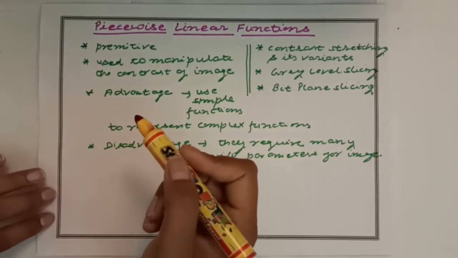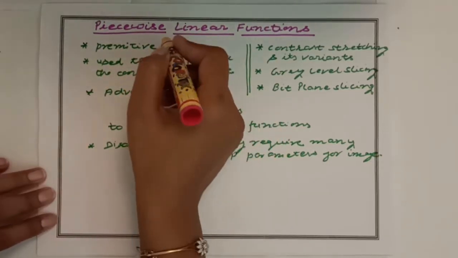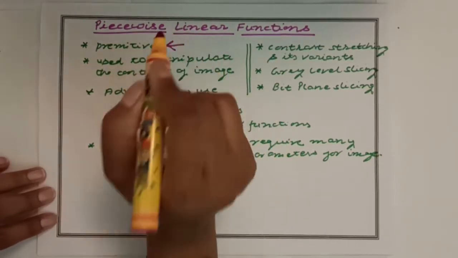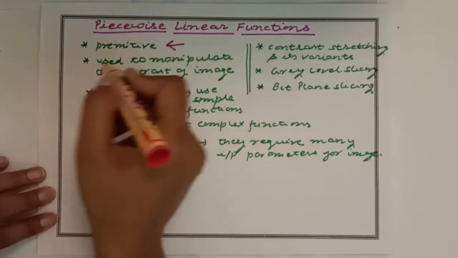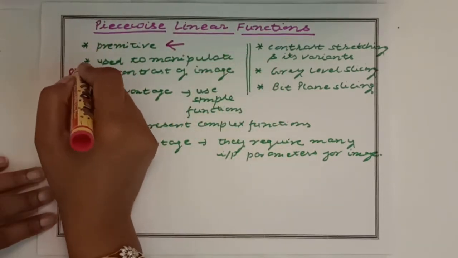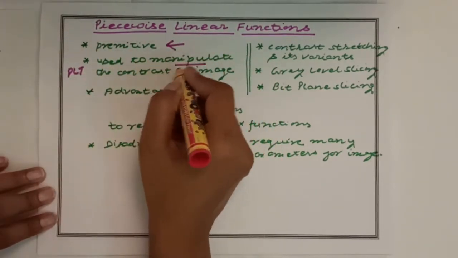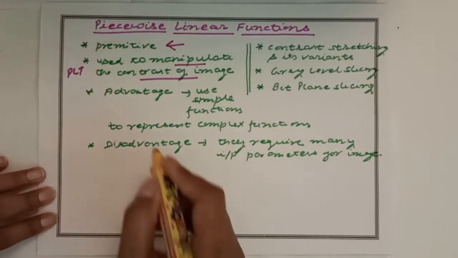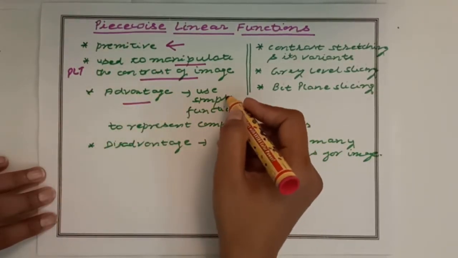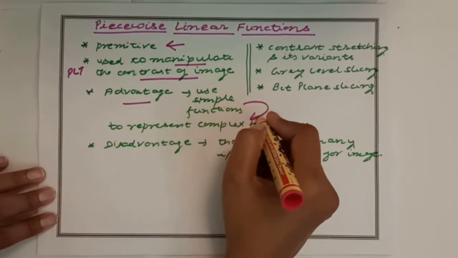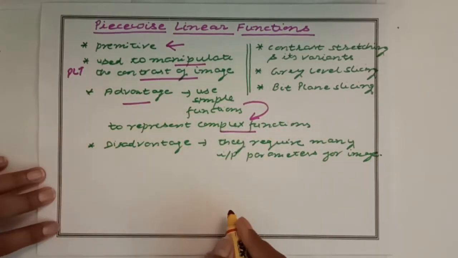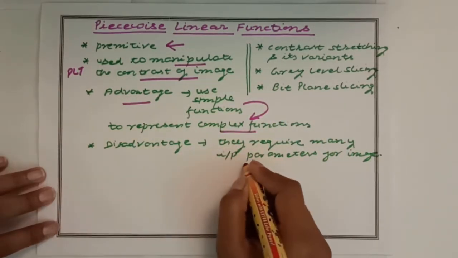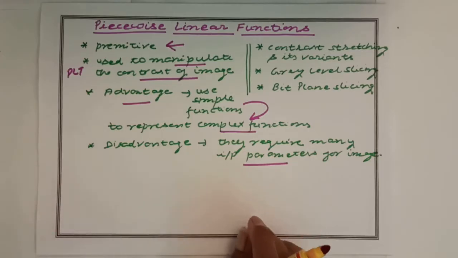So, just to summarize it, whatever the functions we have studied, those were primitive in nature. Piecewise linear transform is used to manipulate the contrast of image. Advantage is it uses simple function to represent complex functions, and the disadvantage is it requires too many input parameters.